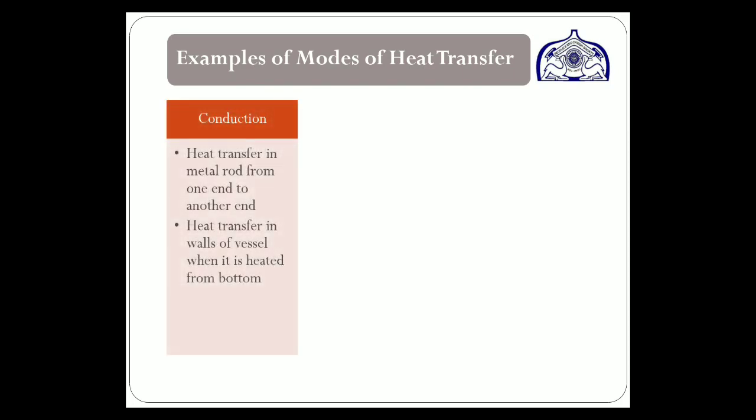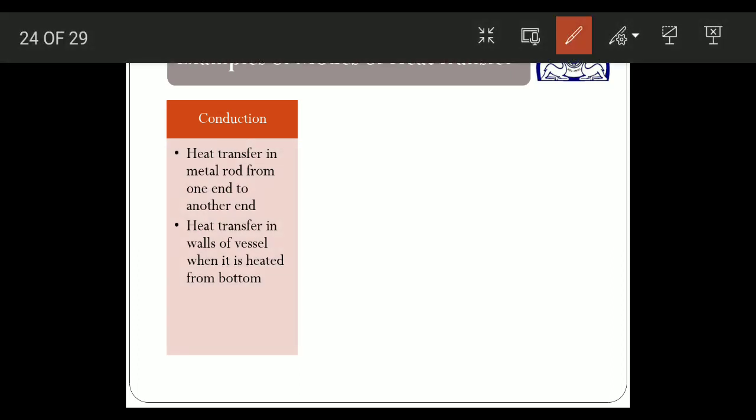So some examples of conduction are given. Heat transferred in a metal rod from one end to another end is a good example of conduction. Heat transfer in the walls of a vessel when it is heated from the bottom. Heat transfer in the walls of the vessels, that is conduction.